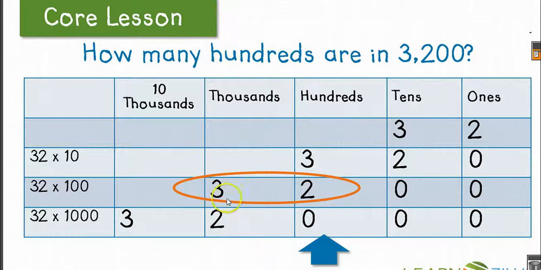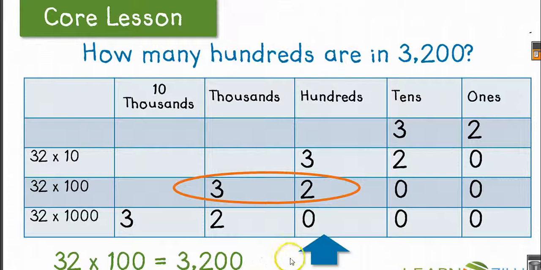And it would take how many? 32. Remember, we're going to stop in the hundreds place because that's the number we're looking for. It takes 32 hundreds to make 3,200. 32 times 100 is equal to 3,200. Great job.